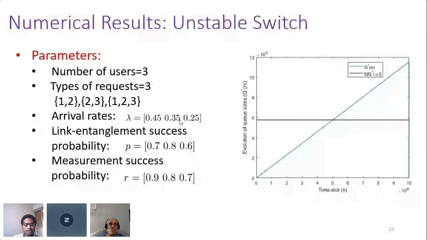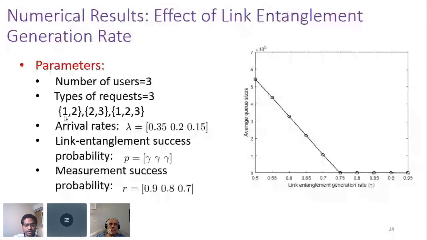So I also considered another parameter gamma, which is the parameter for creating primary entanglements across all the links. Here we see the behavior of average queue size as a function of gamma. When gamma is small, that is, when the primary entanglements are created with less probability, then requests will not be processed quickly. As a result, the average queue sizes will be very high. In fact, when gamma is small, the switch is unstable. So the average queue size is very high.